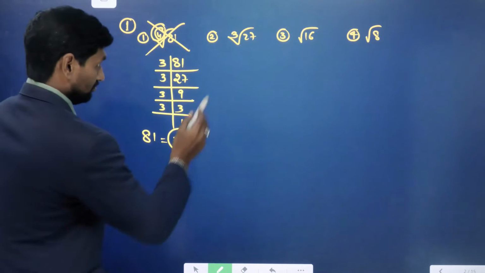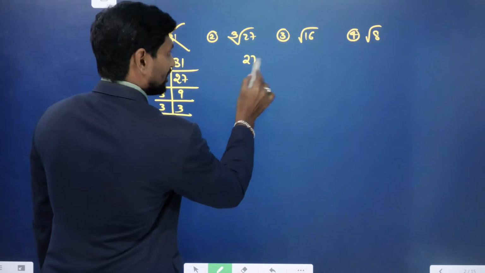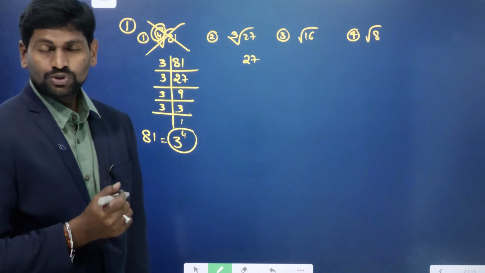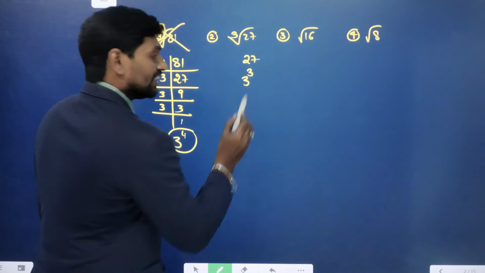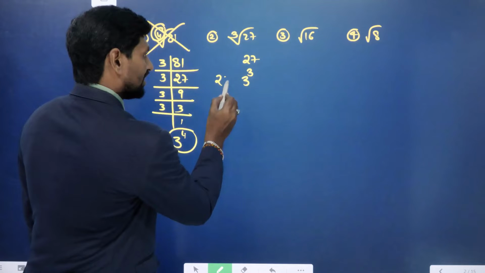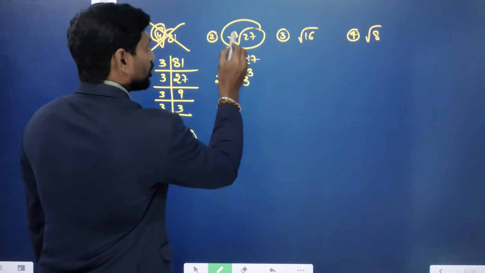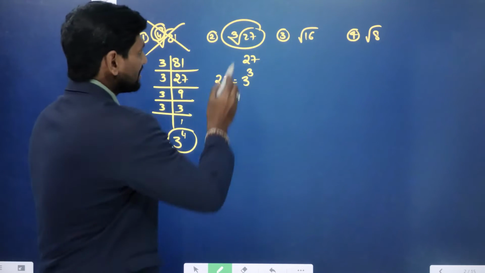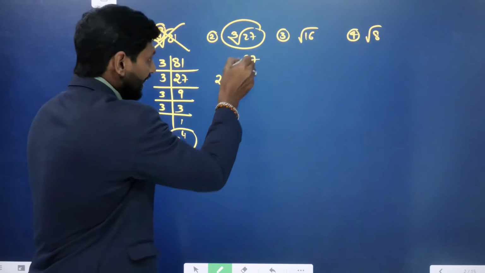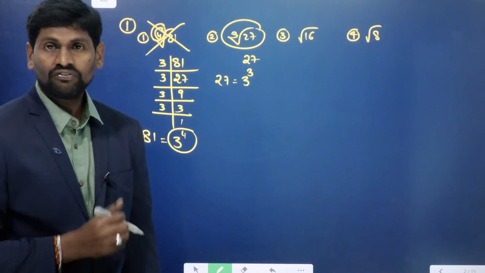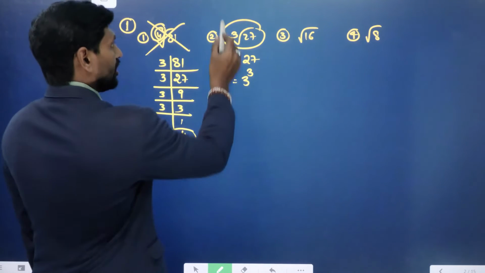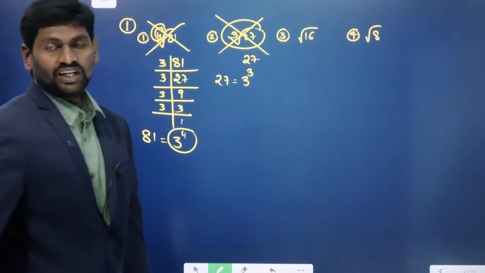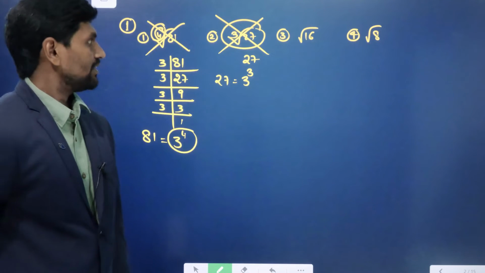In the same way, is 27 a cube number or not? Yes, 27 is a cube number. 3 into 3 into 3 is 3 cube, so 27 is 3 cube. And it is a cube root, which means the order of this surd is 3, and the radicand is also expressed as a power of 3. So the second option is also not a surd, it is a rational number.